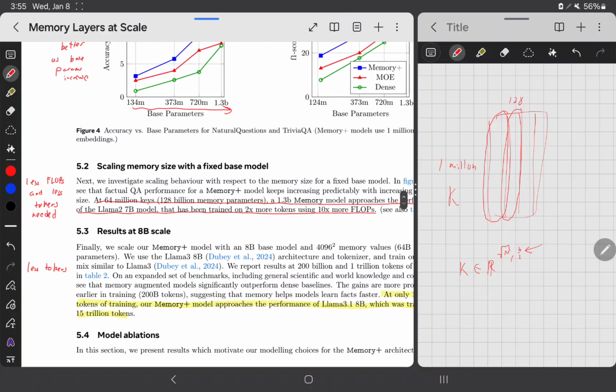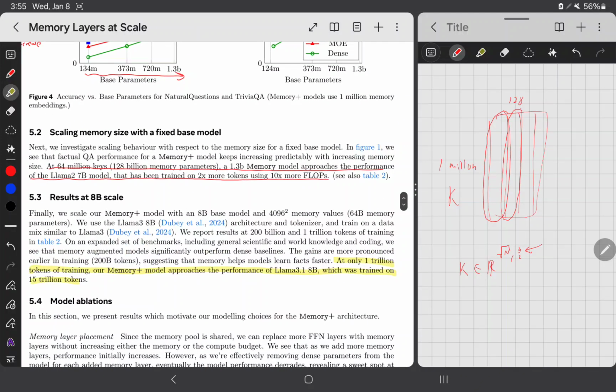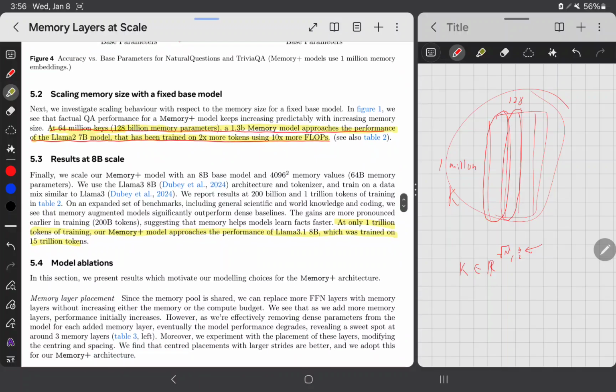So that is that. They also mention that it utilizes fewer flops and fewer tokens than a dense alternative. At 64 million keys, so that is this, the key matrix they have, 128 billion memory parameters, a 1.3 billion memory model approaches the performance of the Llama 2 7 billion model that has been trained on 2 times more tokens using 10 times more flops. So that was the first table I showed above.